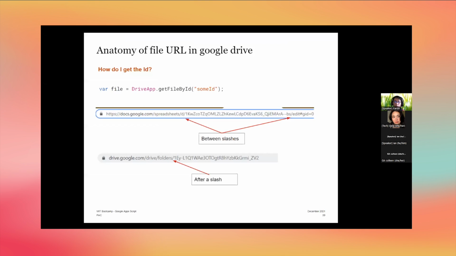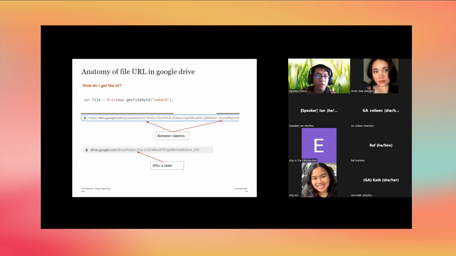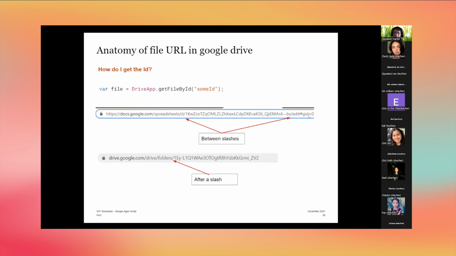Okay. So if you're editing, for example, a spreadsheet right here, you'll have to take the part right before the edit, between slashes. But if you're just accessing a simple file, it will be something like this for your application.